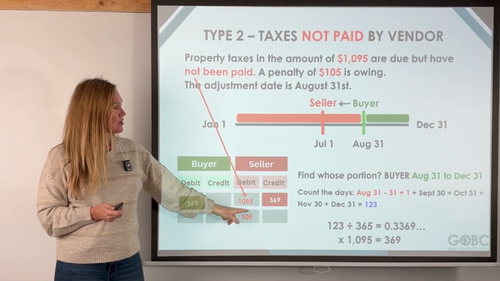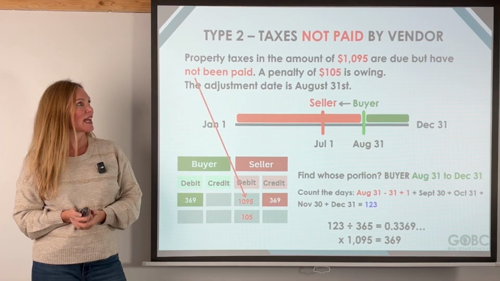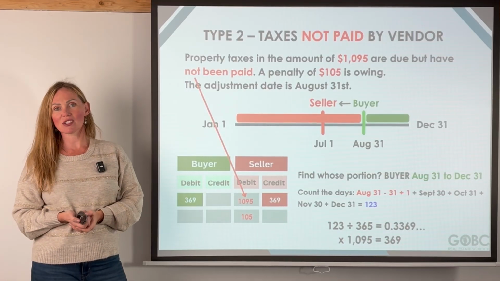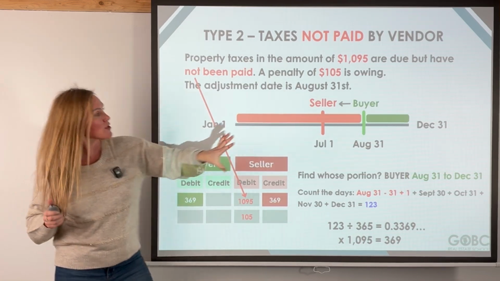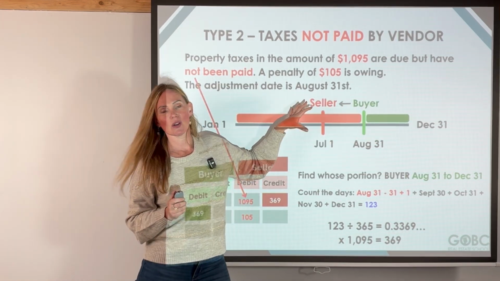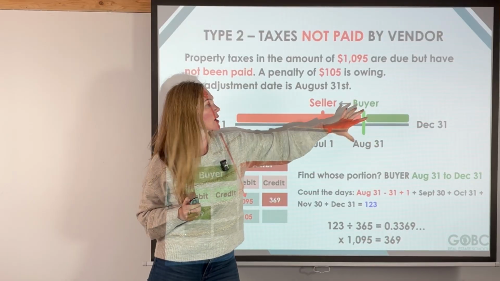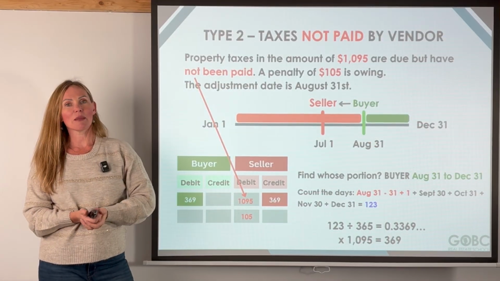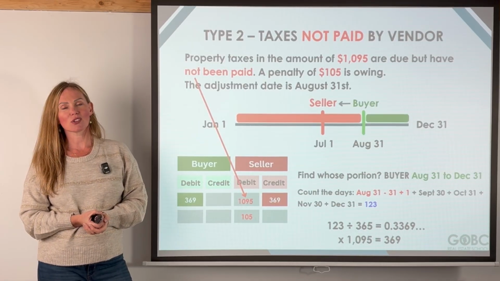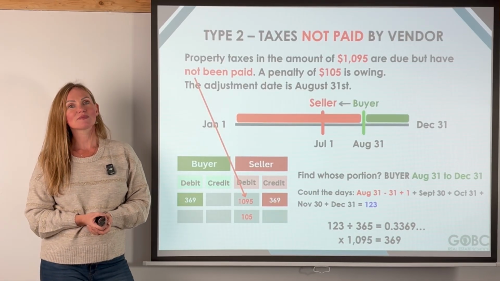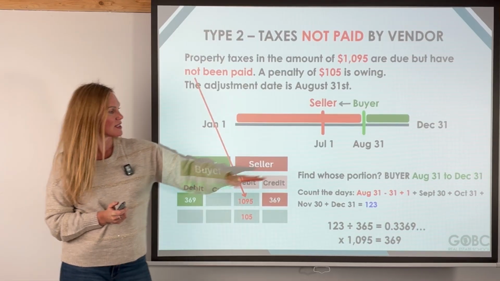Now, is that something to do with the buyer? Will this 1095 or 105 show up on the buyer's statement of adjustments? The buyer says, I don't care, not my problem. My problem is to pay my portion to you. That's all I care about, right, as a buyer. So the buyer's days, tell me what dates is he responsible for? From August 31st till December 31st, right? That's his dates in here.